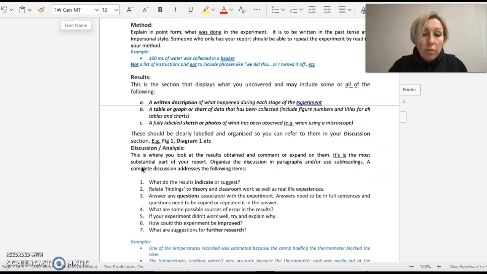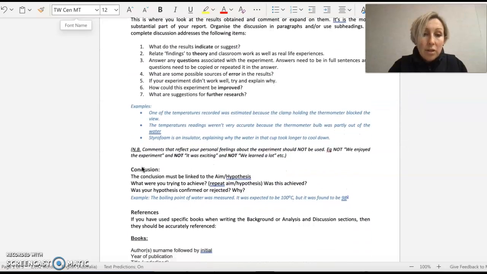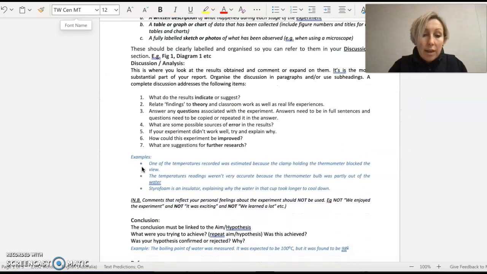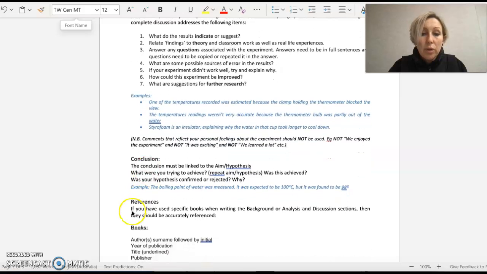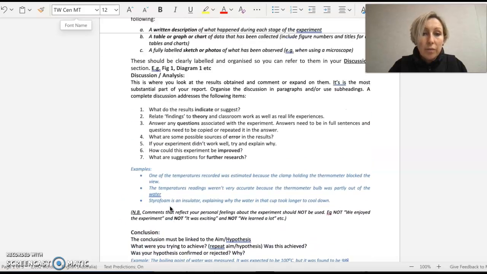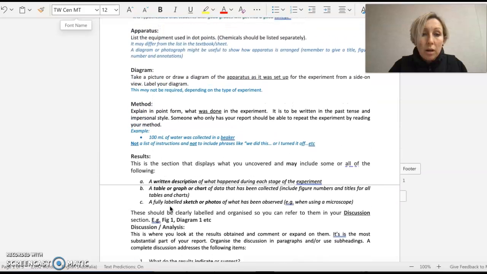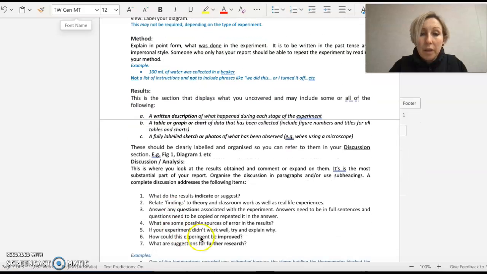I will just go through the method in this section, and then I'll make another video for you on the discussion and conclusion. So when you are constructing a scientific method, please refer to this document, but make sure that you state in past tense what was done, not a list of instructions. So that means that you do not write "light the Bunsen burner" or "connect the tubing to the gas outlet," because that's an instruction. You're telling somebody what to do.